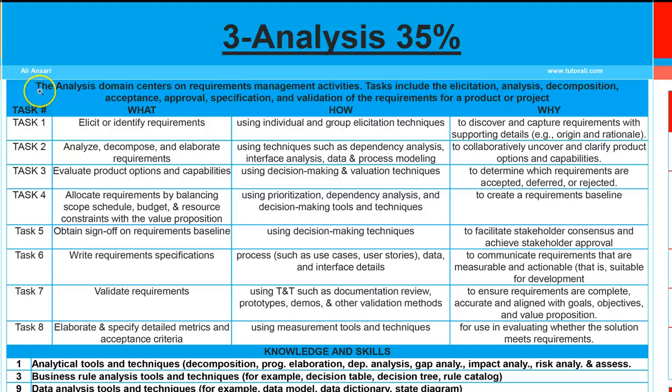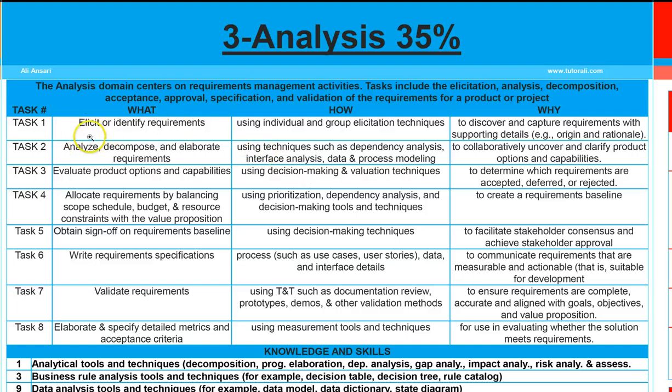Now to do this, we are using a total of 8 tasks, and the tasks are, the first one being elicit or identify requirements. And to do this, we are using individual and group elicitation techniques. This is where we sit with the experts and the stakeholders, and we identify all the requirements that are needed for our project. And why we need to do this is to discover and capture requirements with supporting detailed example, origin, and rationale.